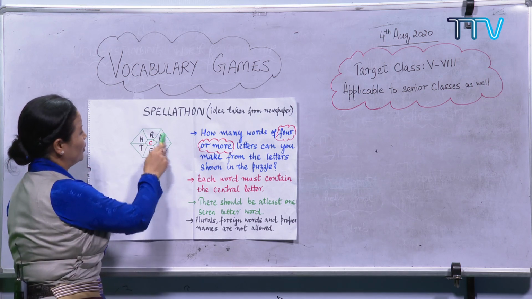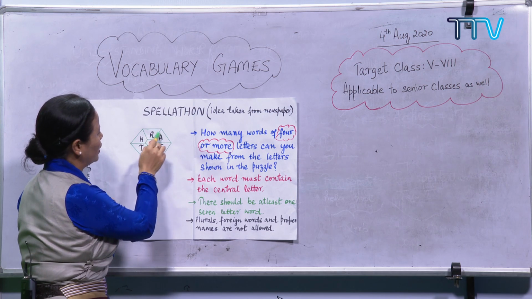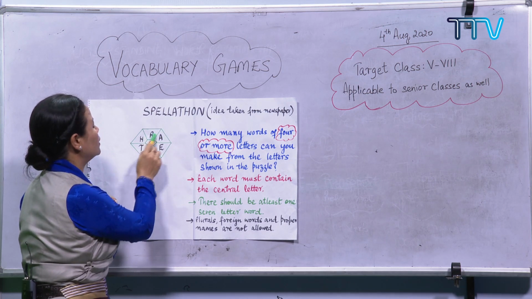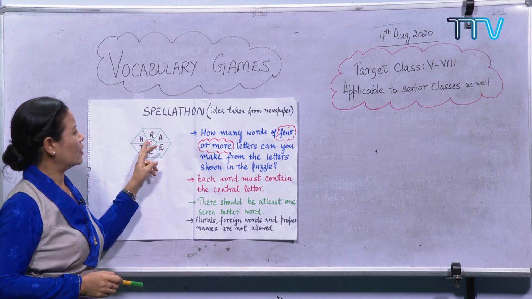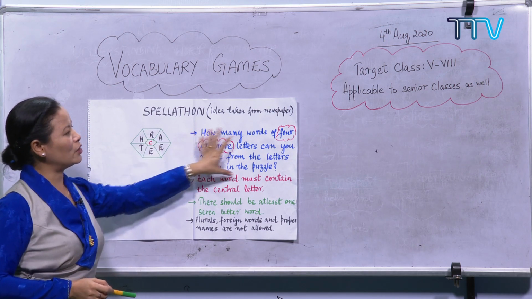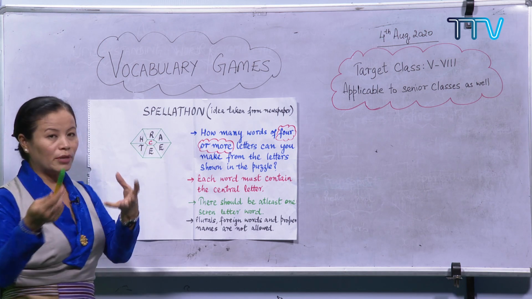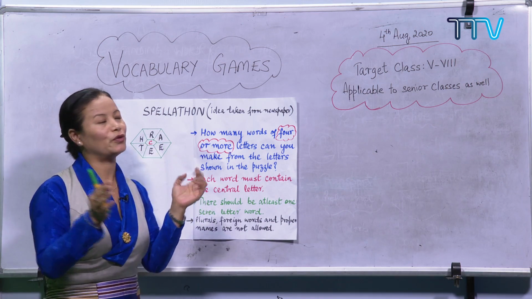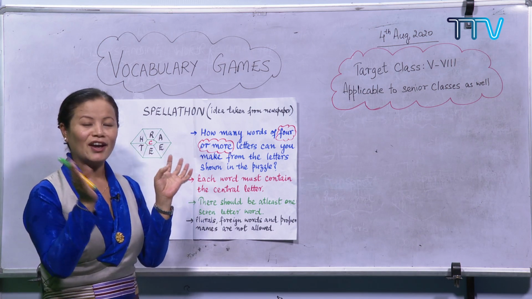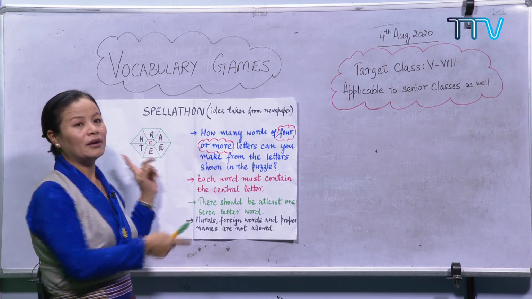In each polygon you have to write one letter, and there should be one central letter. The rule is how many words of 4 or more letters you can make. The minimum should be 4. You cannot make a 3-letter word. How many words of 4 or more letters can you make from the letters shown in the puzzle?